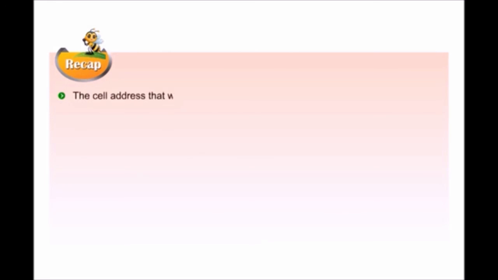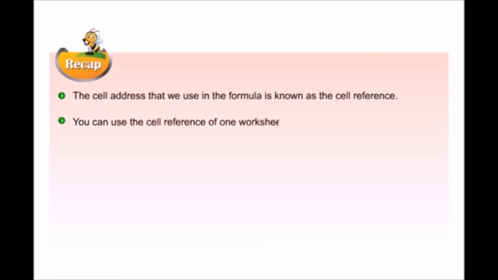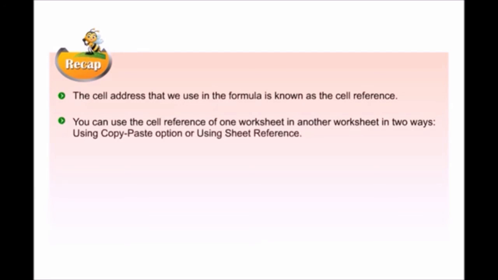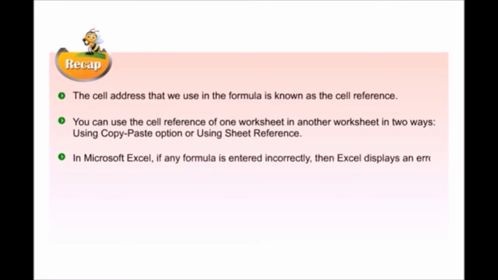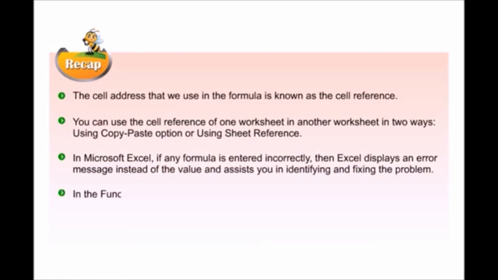The cell address that we use in the formula is known as the cell reference. You can use the cell reference of one worksheet in another worksheet in 2 ways, using the copy-paste option or using a sheet reference. In Microsoft Excel, if any formula is entered incorrectly, then Excel displays an error message instead of the value and assists you in identifying and fixing the problem. In the Function Library group, all the functions are categorized by their functionality.